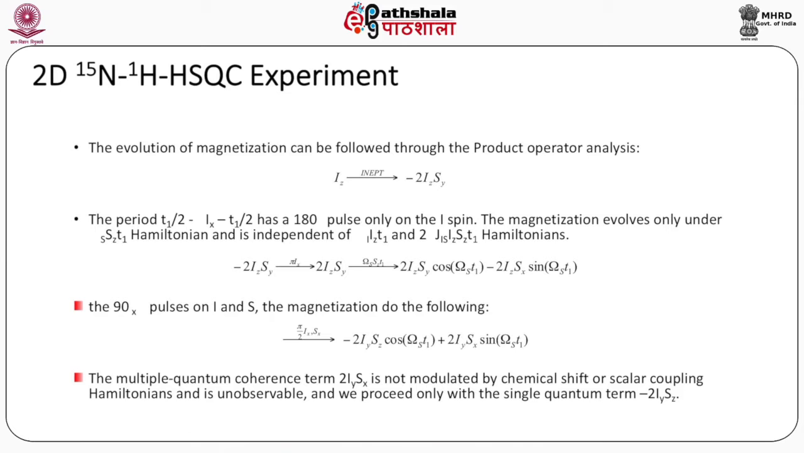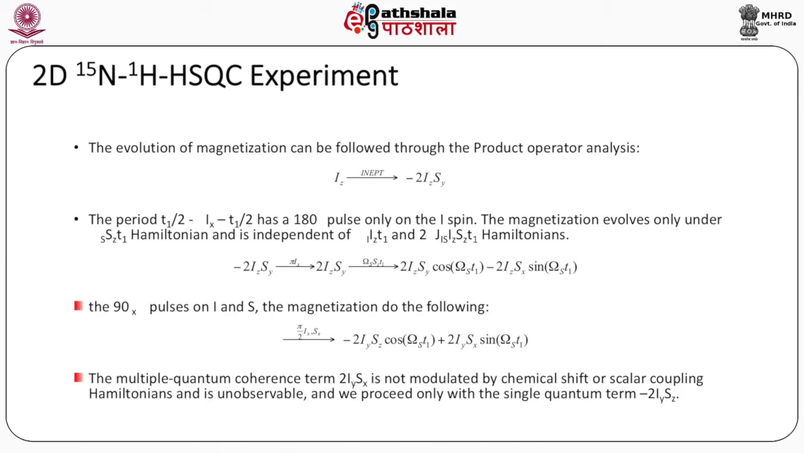If we start with Iz, then an INEPT, as we can see in the pulse sequence, generates minus 2 Iz Sy. The period T1 by 2, pi Ix, T1 by 2 has a 180 degree pulse only on the I spin. The magnetization evolves only under omega S Sz T1 Hamiltonian and is independent of omega I Iz T1 and 2 pi J_IS Iz Sz T1 Hamiltonians.